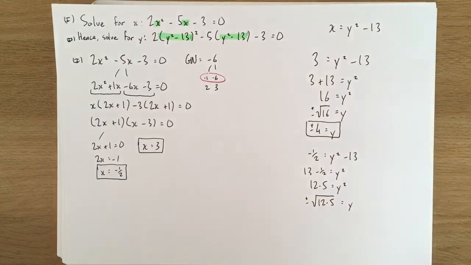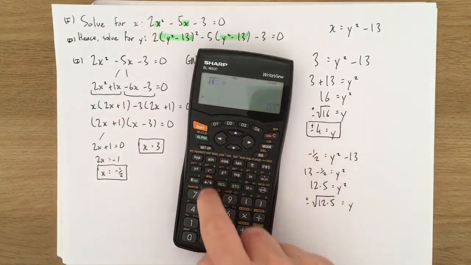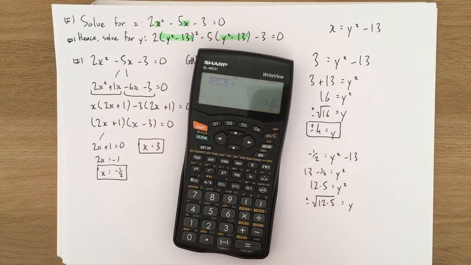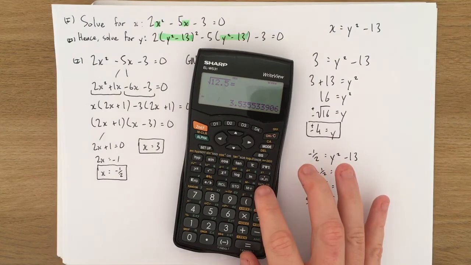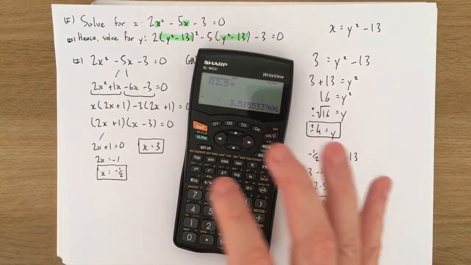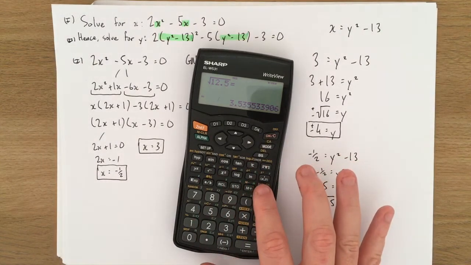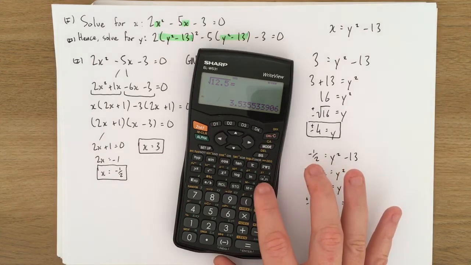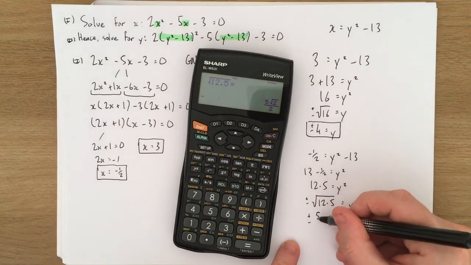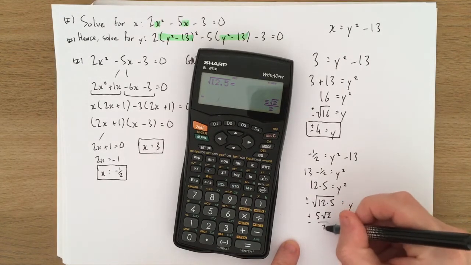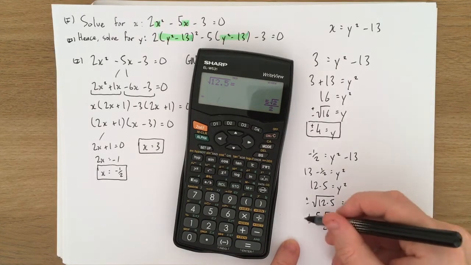So what's the square root of 12.5? 5 root 2 over 2, or 3.53, etc. So just pay attention to the question. Does it want it to a certain number of decimal places, or does it want it as a surd? I'll write it as a surd. So plus or minus 5 root 2 over 2 is equal to y.